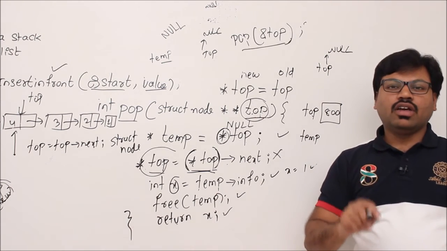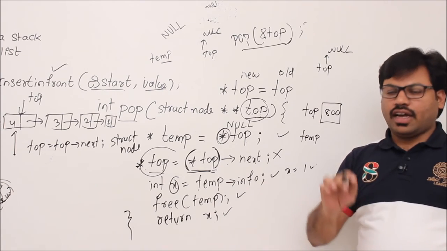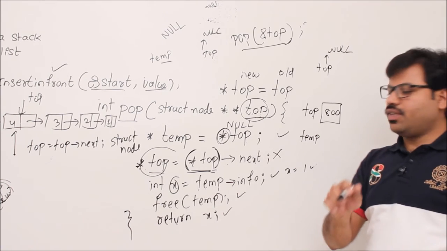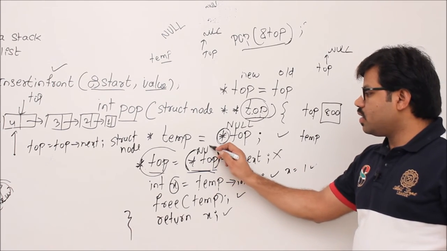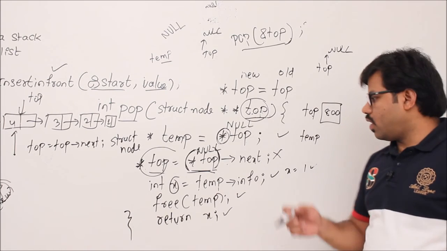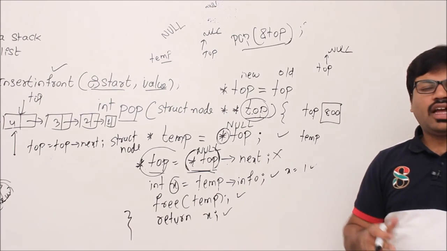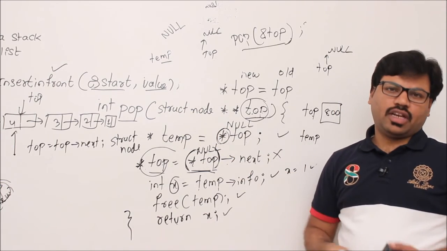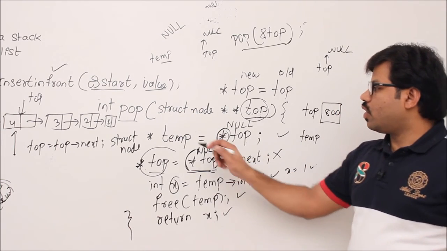Remember one thing. Accessing null, and accessing null cap next or null cap info, always gives a segmentation fault. Here it is like star top is null. Null cap next is always illegal. It gives a segmentation fault. So this code will not work. And we know the reason why. When there is no node, how can you pop an element? That's why here we should write a border case.